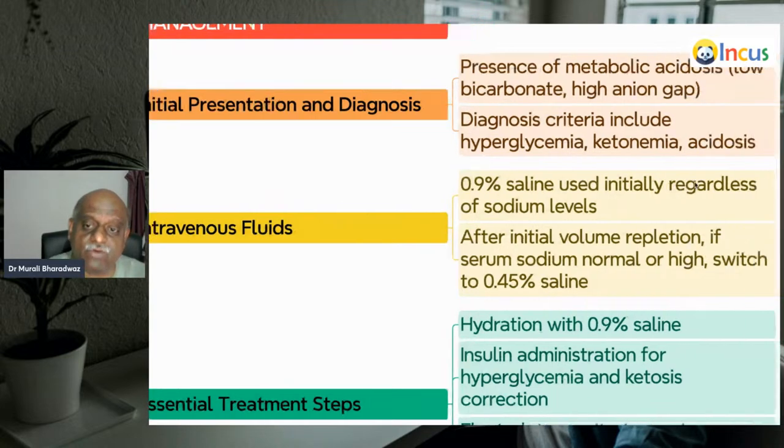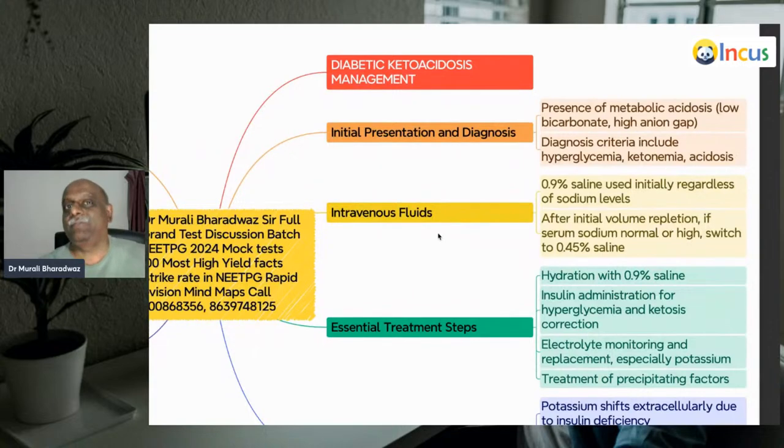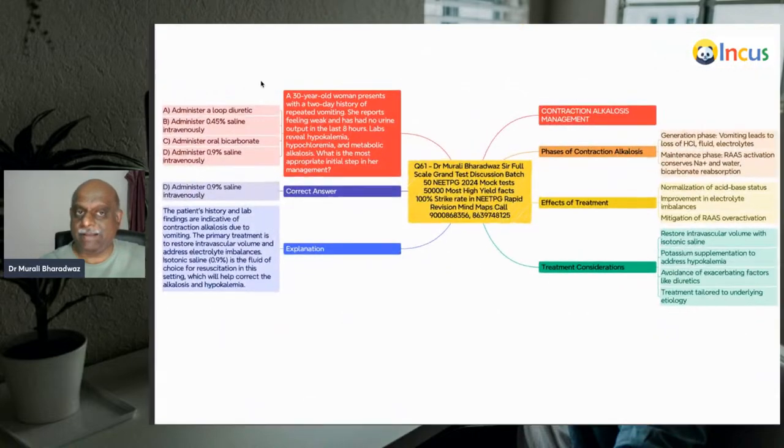And after initial volume repletion, after giving normal saline, if the serum sodium is normal or sometimes high, switch to 0.45%, half normal saline. That is a very important part of the management. It is worth remembering.